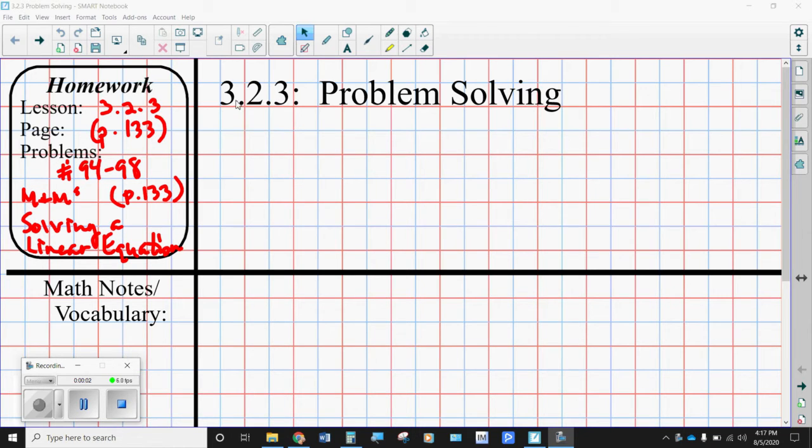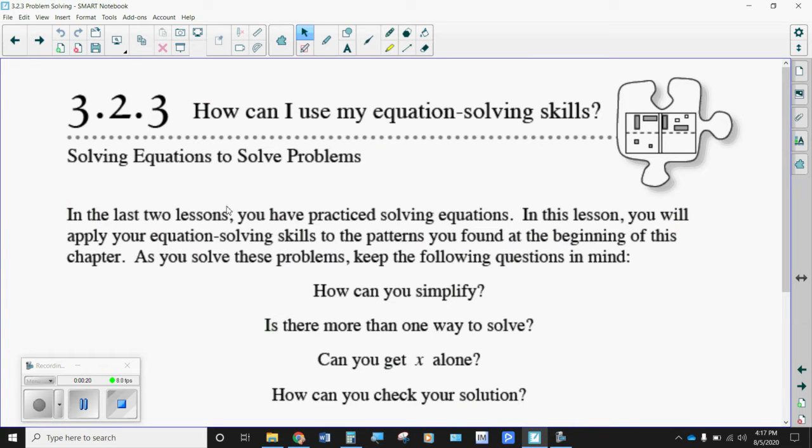Alrighty, on to the next lesson, 3.2.3. This lesson is one where we embed solving equations with our problem solving, which you saw quite a bit last year when we were doing the 5D process. It's the whole reason why we learn how to do algebra: we can model our problems with an equation, use our algebraic reasoning to solve the equations, and thus solve the problem.